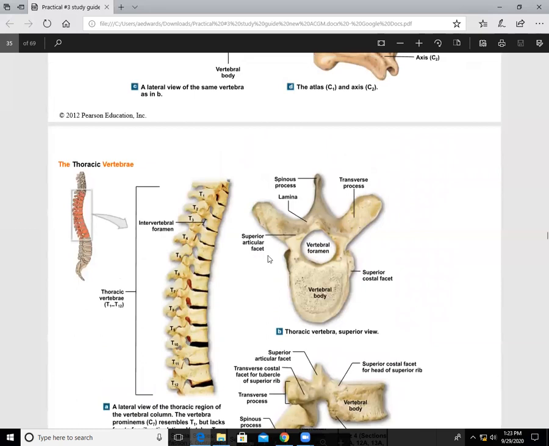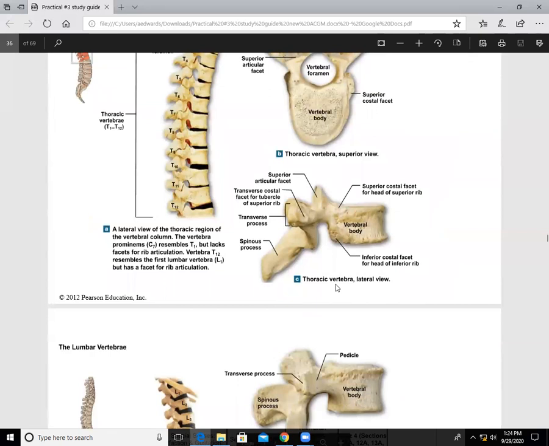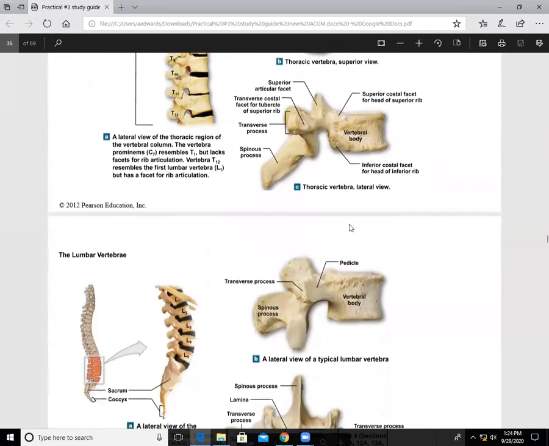Here's your thoracic vertebra, 12 of them. Again, here's your roof, your lamina, your chimney, your spinous process. You have big transverse processes, so you have a big covered porch. The angle here is about 45 degrees. Here's your vertebral foramen for the spinal cord. Here's your body. You can see the view of the spinous process, transverse process, and the body.